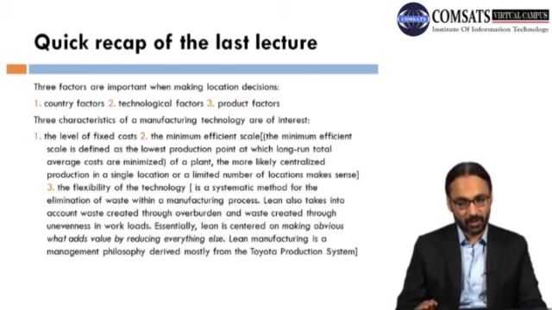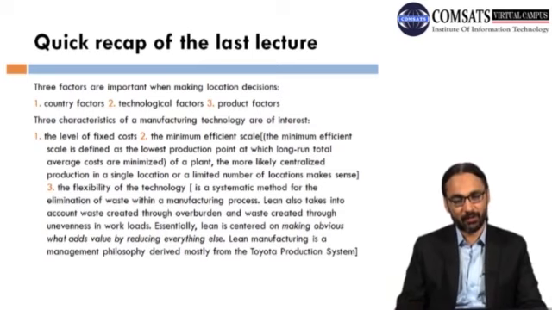Okay, first we are going to do a quick recap of the last lecture. We had discussed the three factors which were important in making the location decisions. First factor was the country factor, the second one was technological factors, and the third category was product factors. And three characteristics of the manufacturing technology, if we talk about the technological factors: the level of fixed cost, the minimum efficient scale. What's the minimum efficient scale?